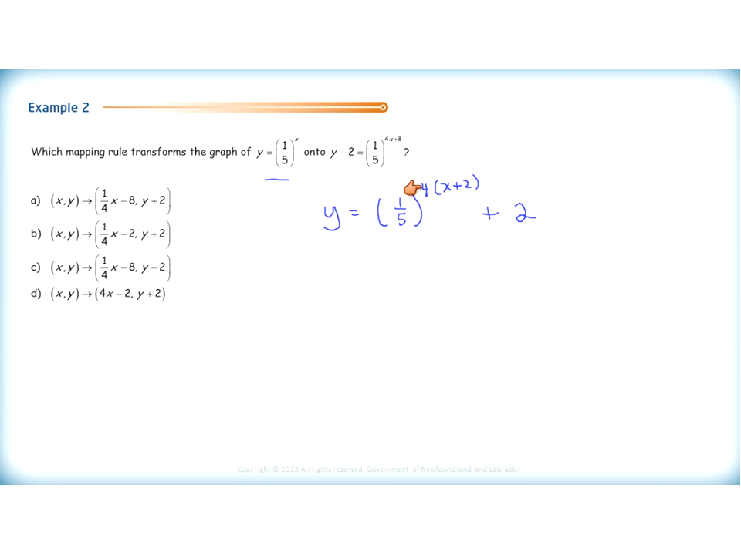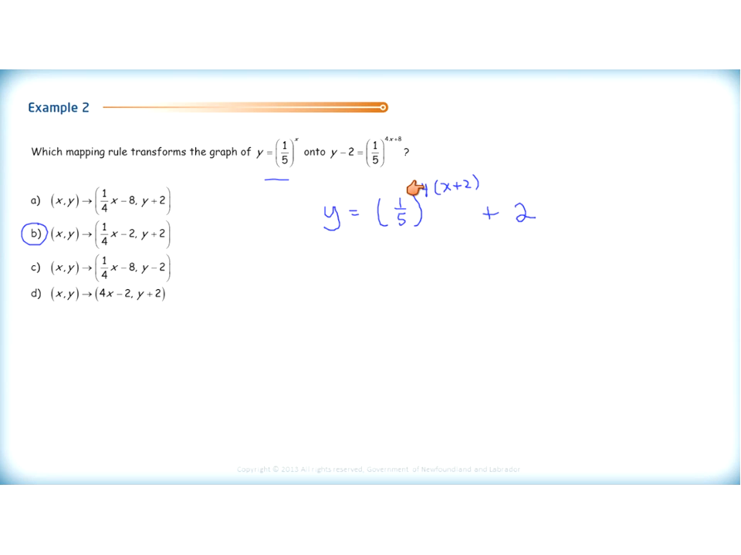So the 4 becomes a 1/4. That narrows it down to A, B, or C. The x plus 2 becomes an x minus 2. My answer has to be B now. And of course, the plus 2 here doesn't change in the mapping rule. It becomes y plus 2. So that is the correct answer of B.